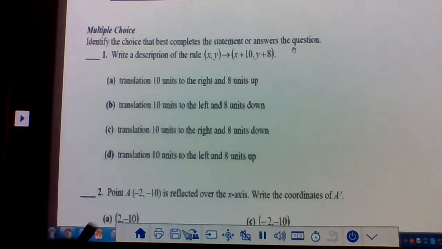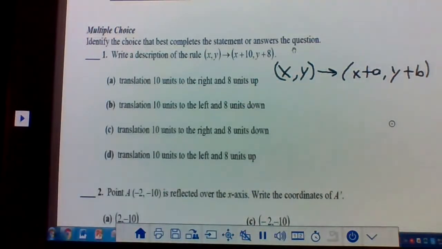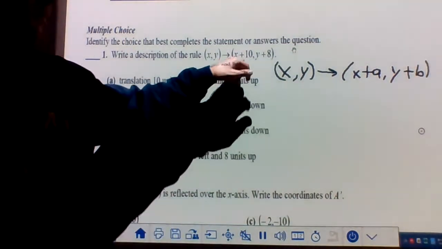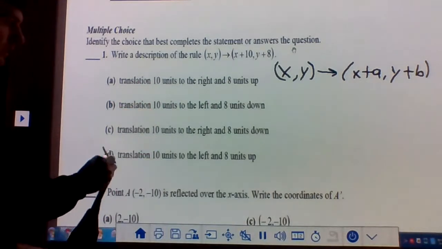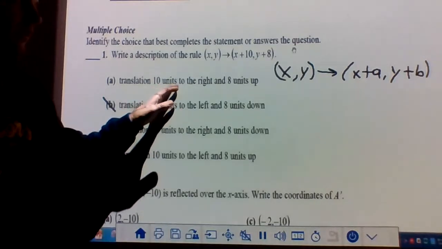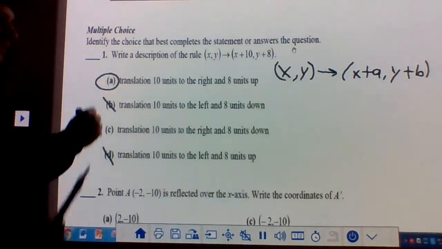So basically, our rule for translation was (x, y) goes to (x plus a, y plus b). A was our horizontal shift, and b was our vertical shift. So here we're going positive 10, so that's 10 units to the right. That's going to eliminate D and B. It's positive, so we're going to the right. And then y plus 8, so we're going up 8 units. So it's going to be choice A.